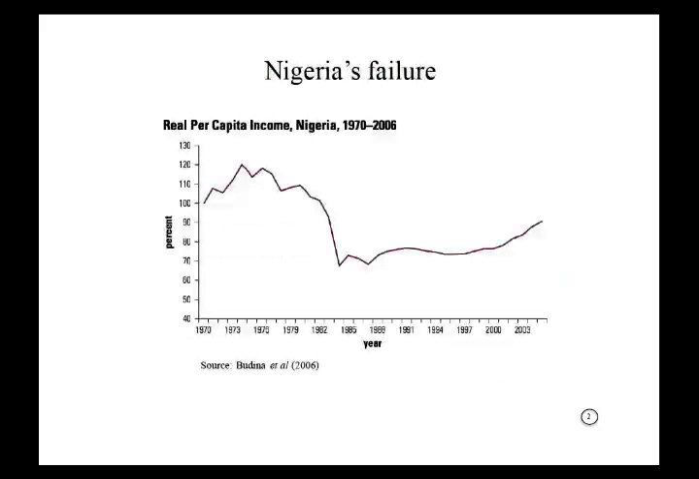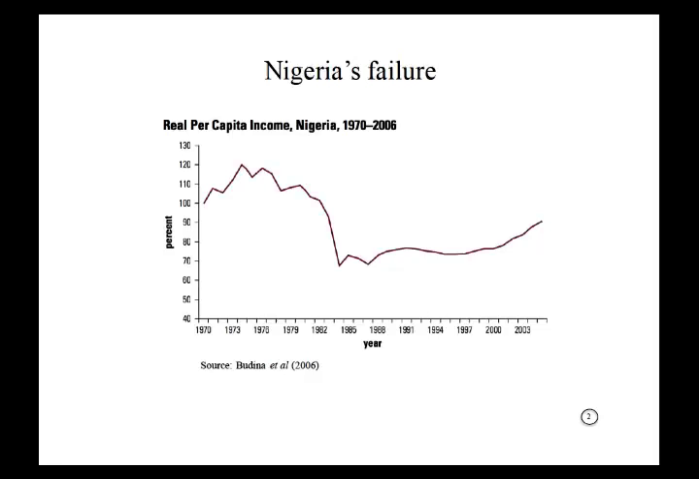However, despite all these resources, Nigeria has not done very well in terms of economic growth. This graph shows you the income per capita of Nigeria between 1970 and 2006. Considering 1970 as 100 as a benchmark, you see until the 1980s you have lots of ups and downs. So if it goes up, that means that you have economic growth, the income is increasing. If it goes down, that means that you're having a negative growth.